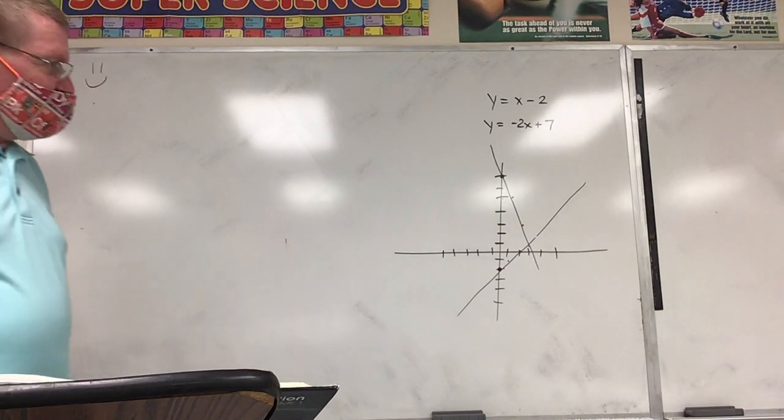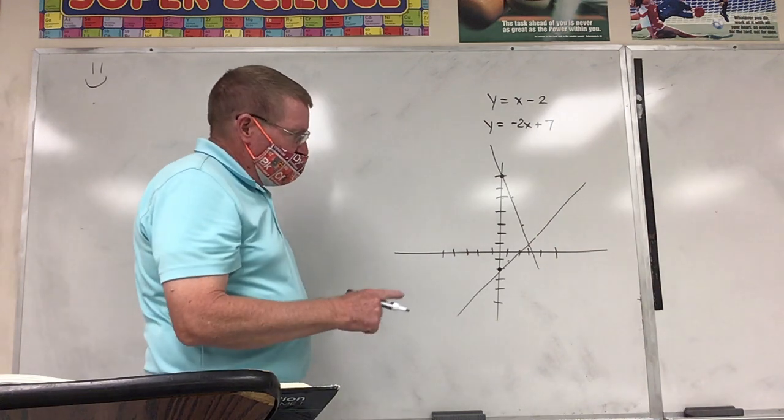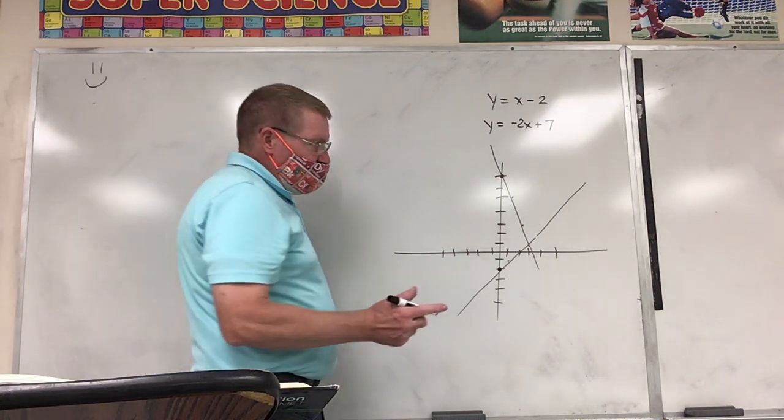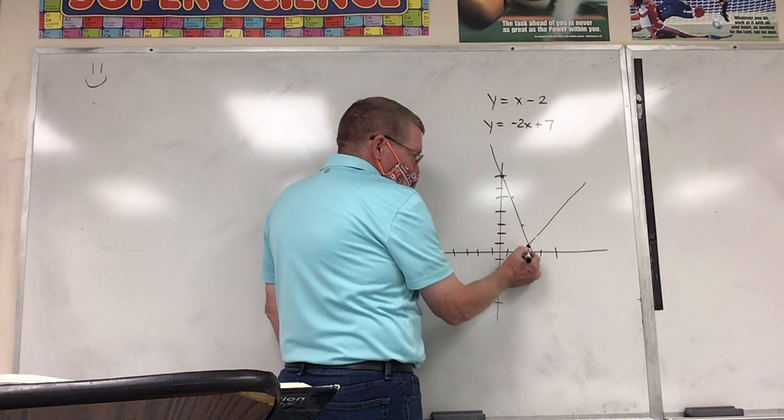Alright, so when I look at that, because I don't have graph paper and I don't use a ruler, it doesn't come out accurate. So I look and guess. It looks like it crosses at this point here, which is (3, 1).